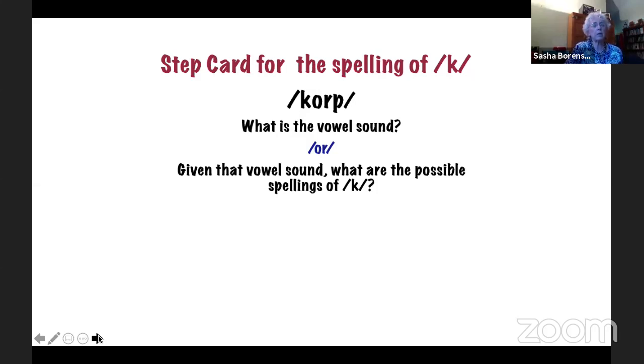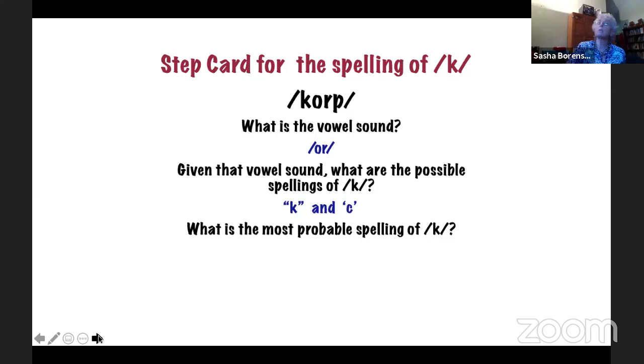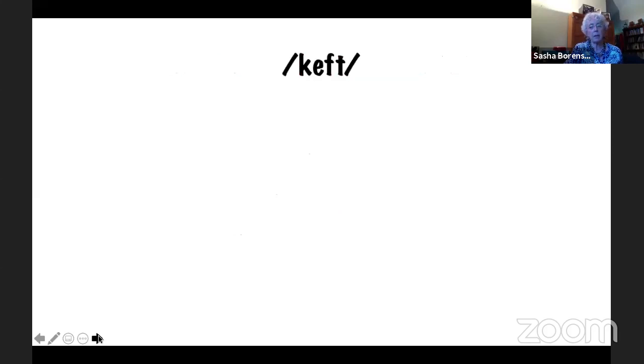Well, Elizabeth told us C or K, right? And then we have to say to ourselves, what's the most probable? And from doing this exercise with a dictionary, you now know it's C. And that's how you tell your kids to think through spelling, whether it's K or C. You don't have to memorize it. You can think about it.